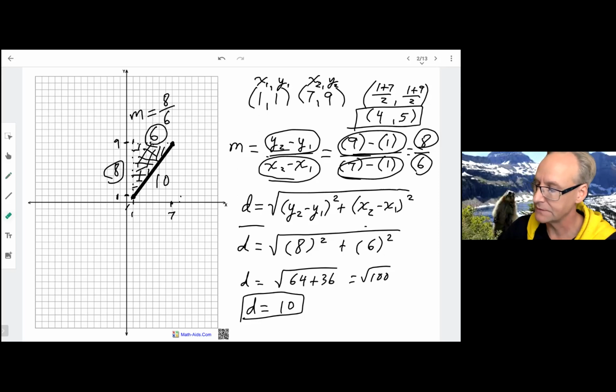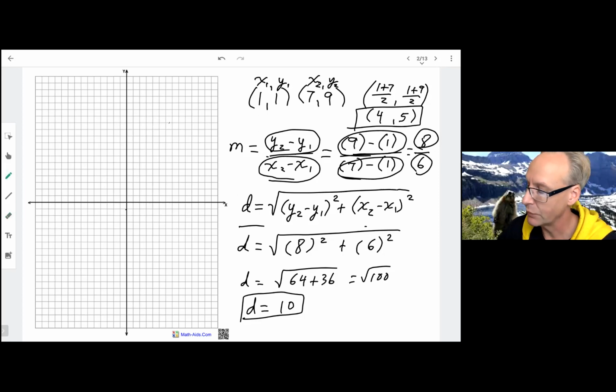And I'm going to erase all of this for a second. And let me put my points back in, 1, 1. And I'm going to graph 4, 5. 1, 2, 3, 4. Now I'm suggesting that that's the midpoint. And I'm going to graph the point 7, 9. And I just want to show you something interesting. This midpoint certainly looks like it's in the middle. And 4, 5 certainly looks that way.